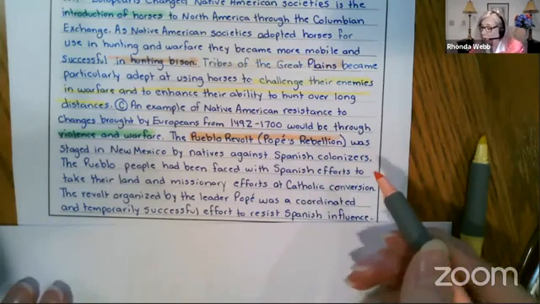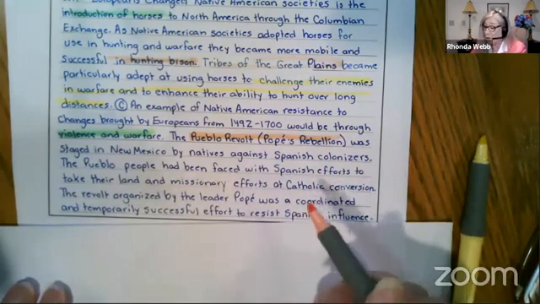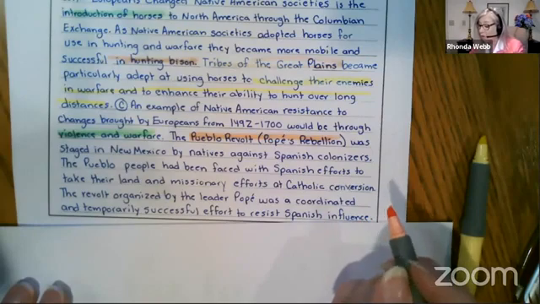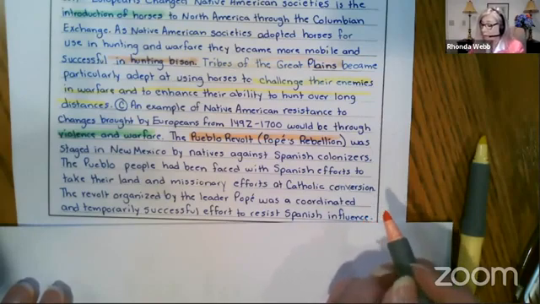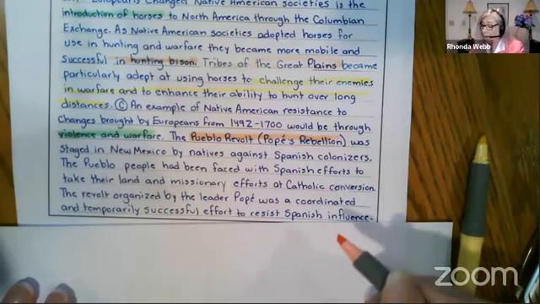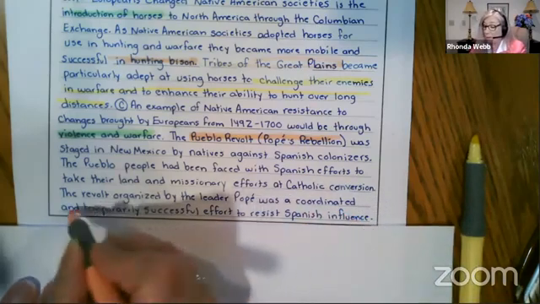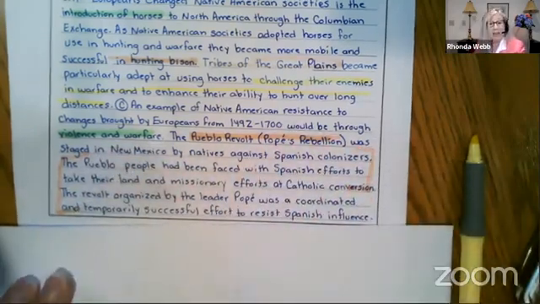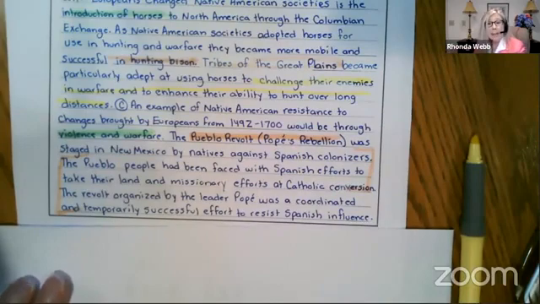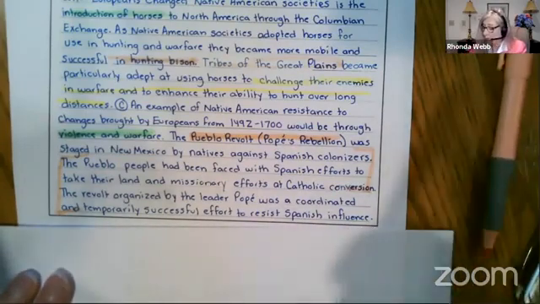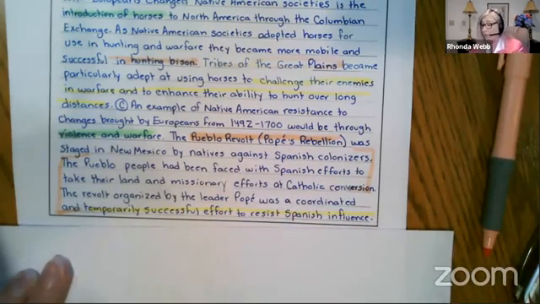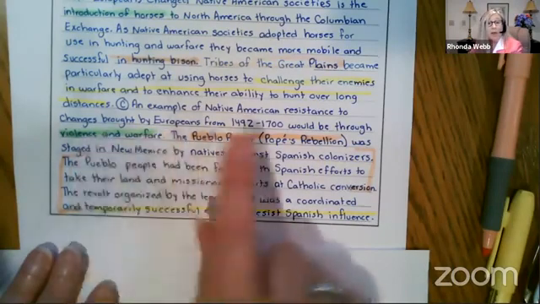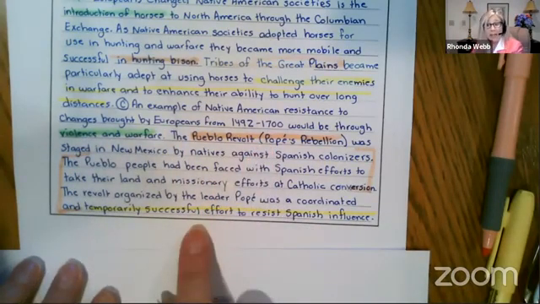So we've got the Pueblo Revolt or Pope's Rebellion was staged in New Mexico by natives against their Spanish colonizers. The Pueblo people had been faced with Spanish efforts to take their land and missionary efforts at Catholic conversion. The revolt organized by the leader Pope was coordinated and was temporarily successful. So this is my definition of my example. I've defined what it was, and it was temporarily successful in resisting Spanish influence. And so there I've set up my answer. I've answered the question that they resisted through violence and warfare. I've given my example and I've tied it back together.